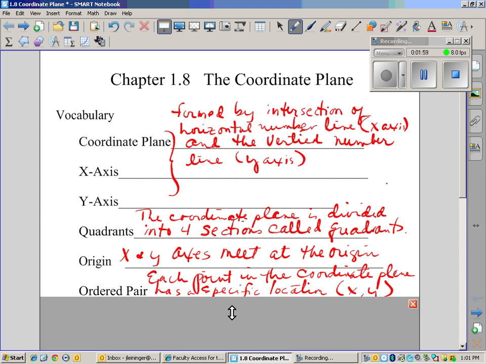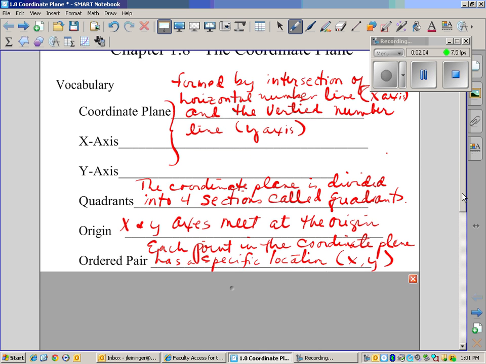And then ordered pair is an important vocab word in this unit, because each point in the coordinate plane has a specific location called an ordered pair. It's called an ordered pair because the order matters. We list the way that you move on the x-axis first, and then the y-axis second. And they are written in this format. You can see I've written it here, x comma y, and you do put parentheses around them. This is a formal way to write a specific location on the coordinate plane.